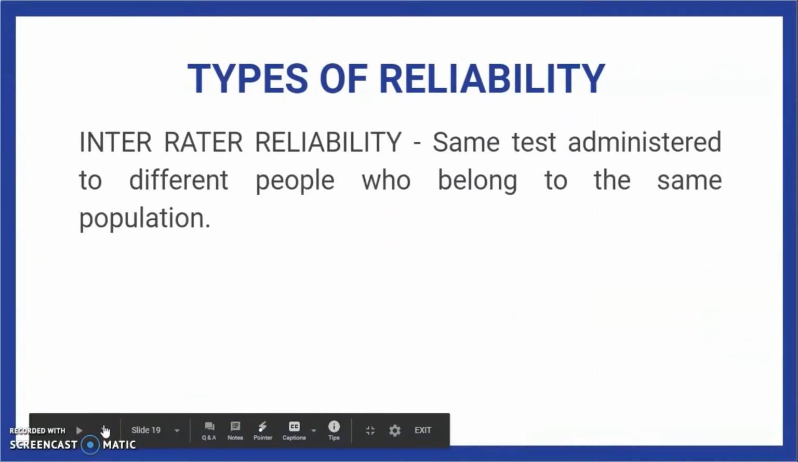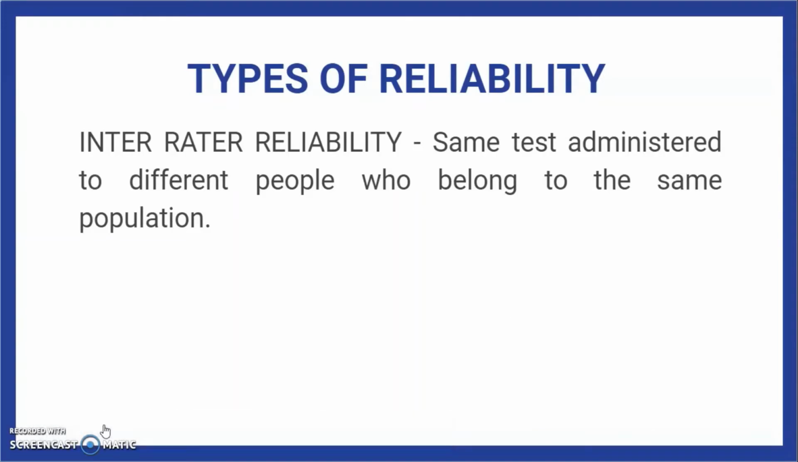the inter-rater reliability. In inter-rater reliability, the same test is administered to different people who belong to the same population. So what we are doing is, we are using the same tool on different groups of people who belong to the same population. For example, when you are doing research on college students, the population is the college students of a particular area. So we select a certain group of college students in that particular locality, and we administer the test to that group.